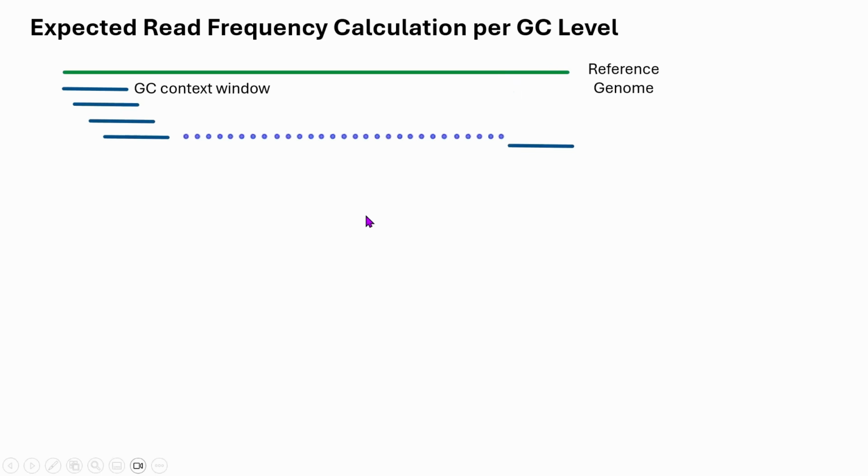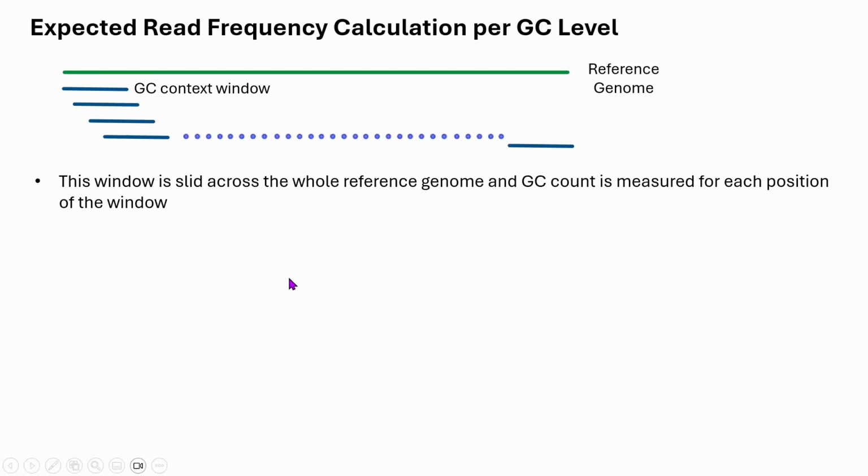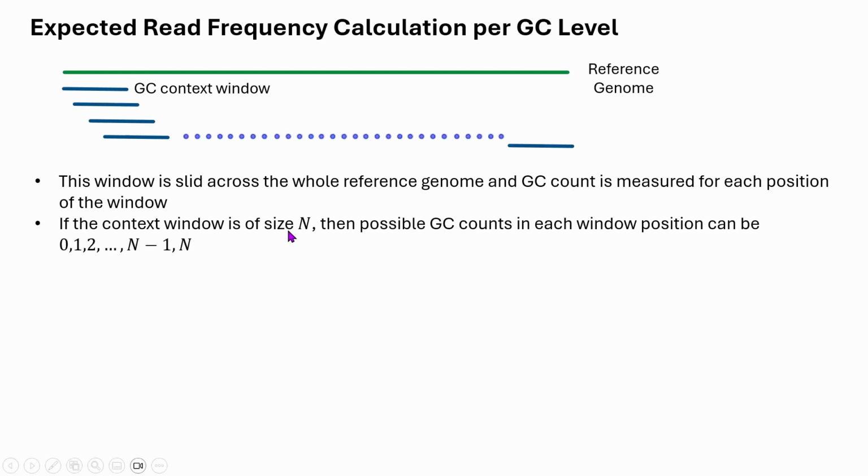So what exactly are we trying to achieve here? So the thing is, we are measuring the GC count for each position of the reference genome. So if the context window size is of size n, suppose this is of size n or in our case 300, then the possible GC counts in each window position can be 0, 1, 2 up to n. So for a window size of 300, there can be from 0 to 300 possible GC count, right? So GC count can be 0, GC count can be 1, GC count can be 100, and GC count can be highest 300 for a 300 size window.